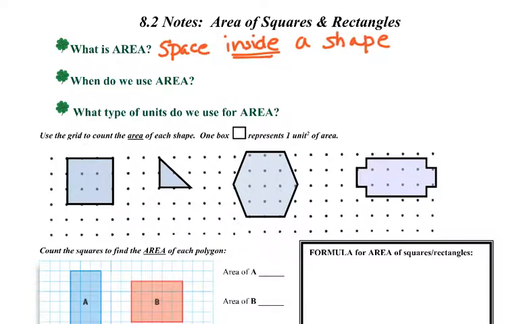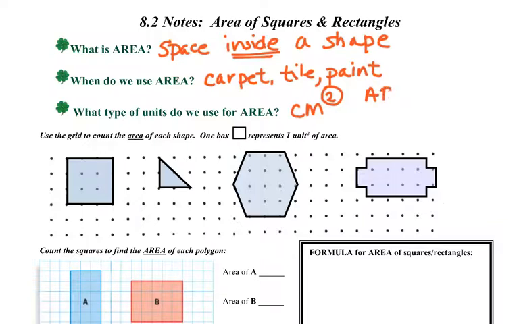So we use area, again, lots in our day-to-day life. Anytime that you're building something, right? Carpet, tile, paint. Anytime you watch any of those HGTV shows, they always have to know how much area they need to paint. We always use square units for area, or you will hear me say about 8 million times, area squared. Area squared, to remind us that we always use square units for area.